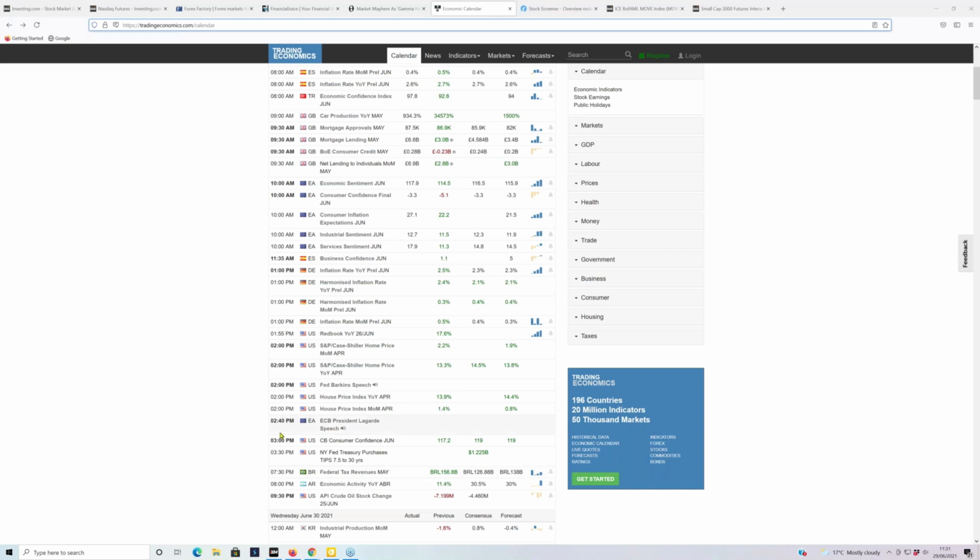And the other thing, of course, is, for example, Lagarde is speaking today at 2:40. Now, on this calendar, where you have them in bold text, Trading Economics considers it market moving. It doesn't happen in Forex Factory. Sometimes it happens in Financial Juice. You know, Fed speakers at the moment.